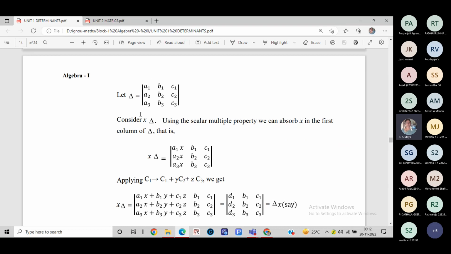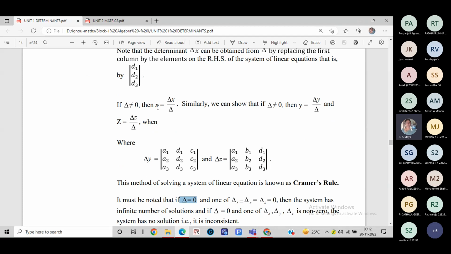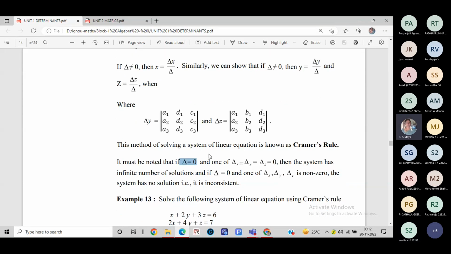If delta is equal to 0, then can you divide by x? Anything can be divided by 0? Not possible, right? 2 by 0. You have infinite number of solutions, right? So according to that, if delta is equal to 0, then the system has infinite number of solutions.